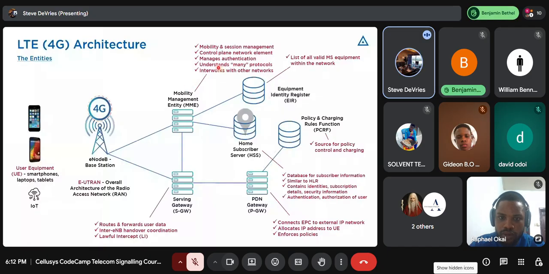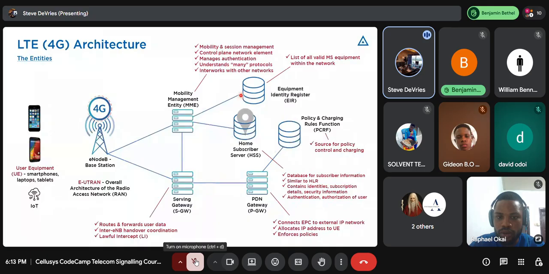It understands many protocols. We'll look at that in a second, but it's a separate protocol that goes from these two. It's a separate protocol here. It's a separate protocol here. This is called S1AP, the application protocol. This is Diameter. This is GTP. So again, there's a lot of different protocols it has to understand. And for backward compatibility, if you need to connect with other networks, maybe legacy networks, to do any kind of interworking network to network, it's MME to MME.